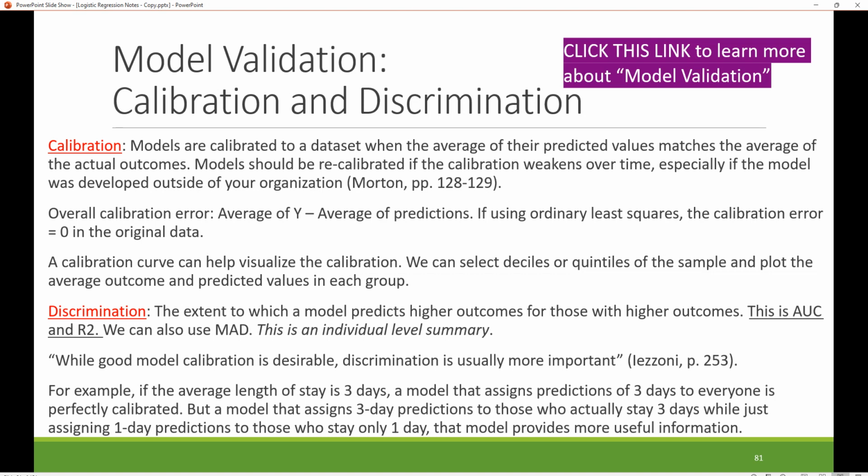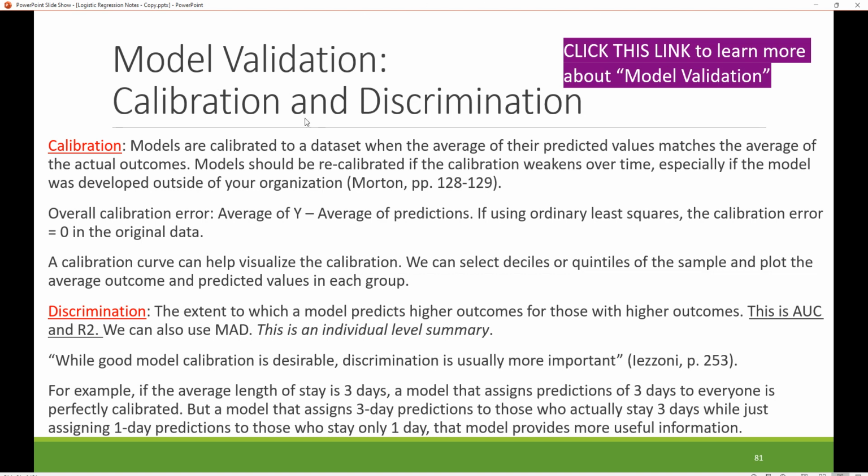Calibration is more of a high-level statistic on the overall sample, while discrimination focuses on an assessment at each response level, each case, each row of data. And so it gives us a finer view of that performance.